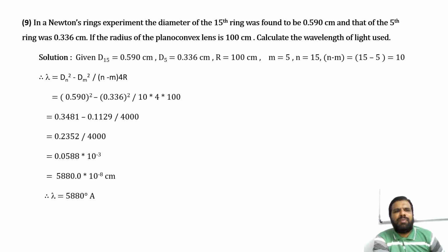that is equal to 10. Therefore, lambda is equal to dn square minus dm square divided by bracket n minus m bracket complete into 4R, that is equal to 0.590 whole square minus 0.336 whole square divided by 10 into 4 into 100, that is equal to 0.3481 minus 0.1129 divided by 4000, that is equal to 0.2352 divided by 4000, or that is equal to 0.0588 into 10 raised to minus 3, or it can also be written as lambda is equal to 5880 angstrom.